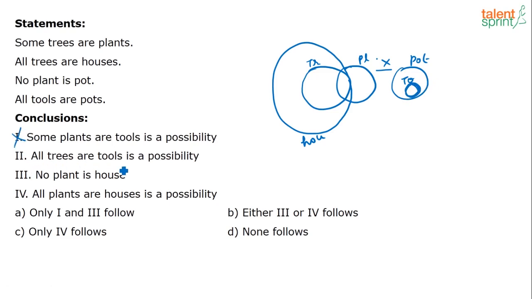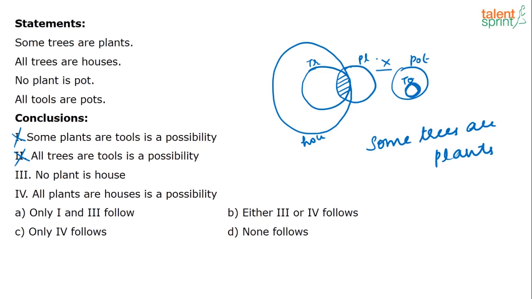Next conclusion, all trees are tools is a possibility. Again, is that a possibility? See, tools is there inside pots, okay? And if you look at trees, there is an intersection between trees and plants. Or I can say some trees are plants, correct? If you look at the diagram, you can say some trees are plants. So, all the trees which are plants can never be pots because it is given that no plant is a pot. Or I can also say that all the trees which are plants cannot be tools also because tools is inside pots. So, the second conclusion will also not follow.